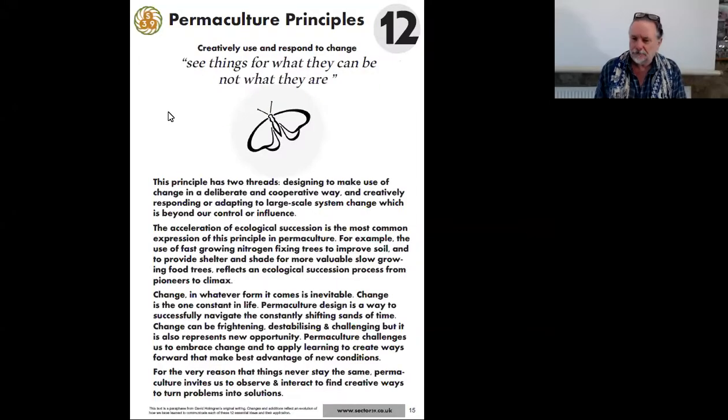He thought about it and he gave a statement. So the principle is sort of named by a statement. Principle 12 is about change, and the statement is creatively use and respond to change.